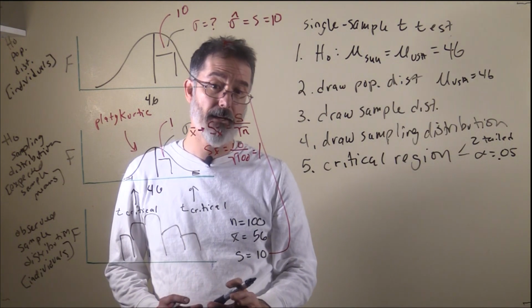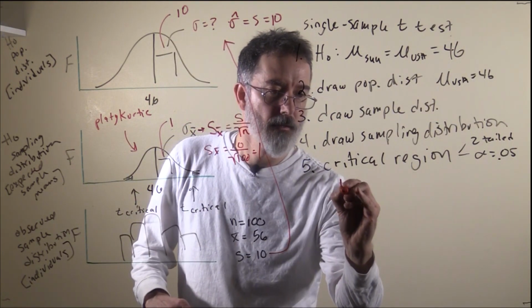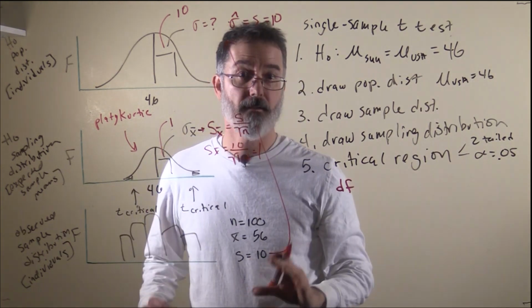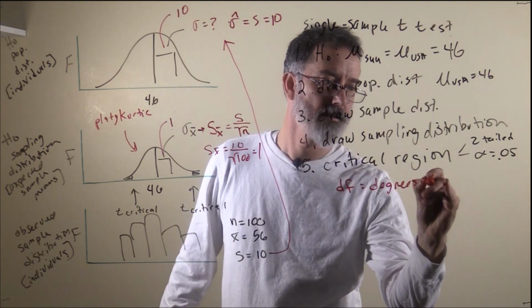So for this, you need to look at a t table. And when you look at a t table, it's going to ask you what the df is for your test. The df stands for the degrees of freedom.